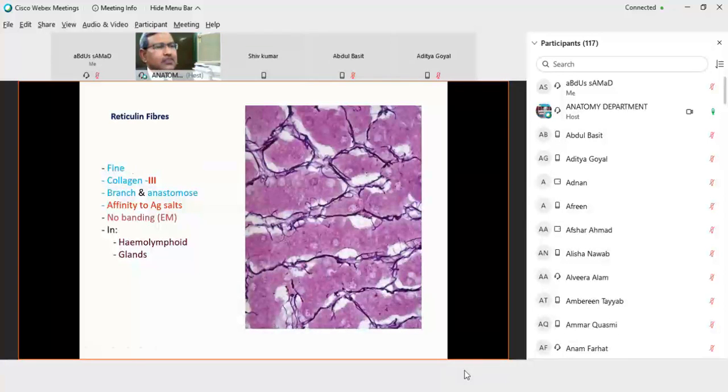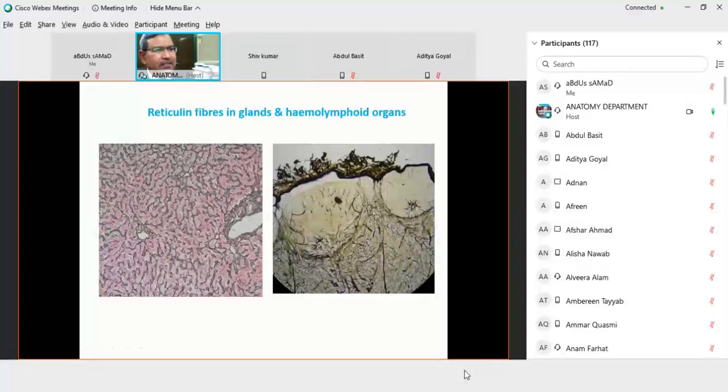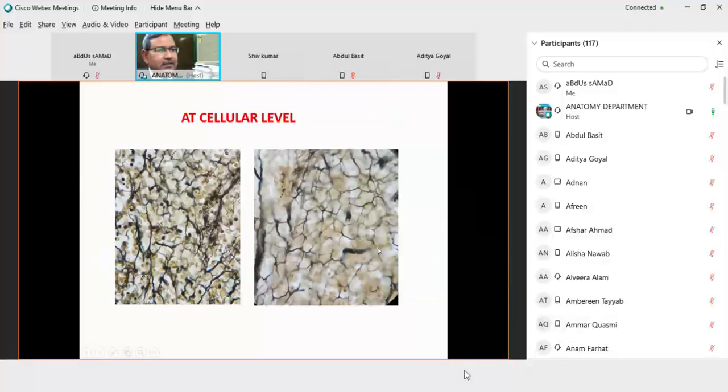There is no banding under the electron microscope, and they are found in hemolymphatic tissue and the gland. Means where the tissue is very soft, delicate, cells are numerous, and they have some internal specific organization. To maintain that, the reticulum fibers come into play. For example, for the liver or the lymph node, as you can see, at the cellular level, at a very small unit level, these fibers are seen. They are called the reticulum fiber.